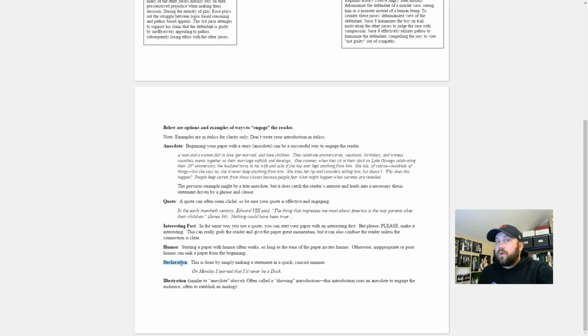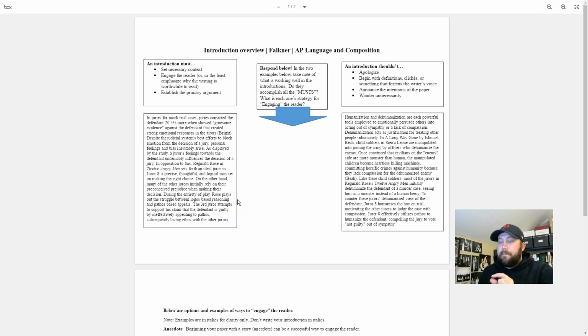A declaration can work well, but that's somewhat similar to interesting fact. An illustration is often similar to anecdote. So these top three are really what you're probably going to go with. And remember, the basic things I'll be gauging you on is, do you set necessary context? And remember, you have some narration paragraphs to do that also, so you don't have to set everything in that intro. Do you engage the reader? Are they interested? And do you establish the primary argument? And all that is your thesis.